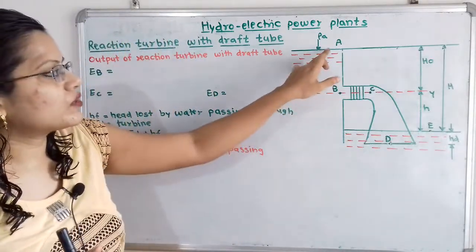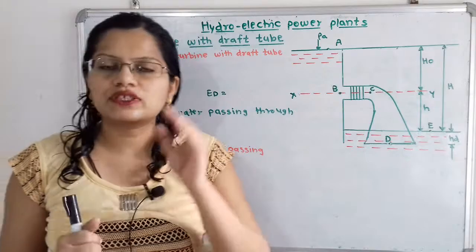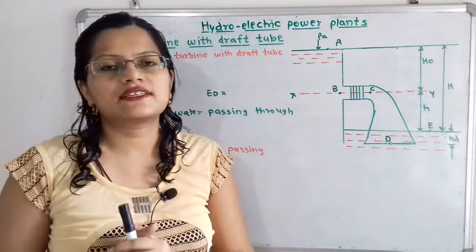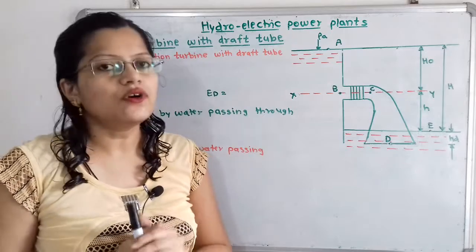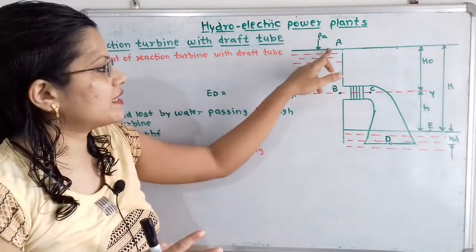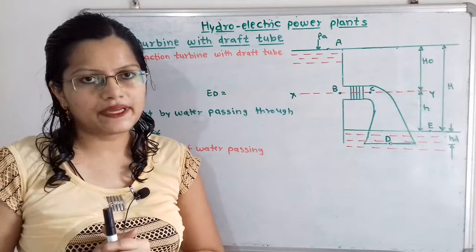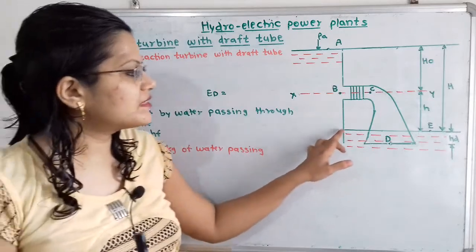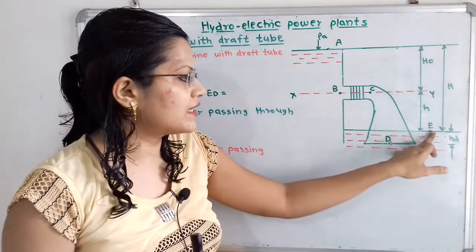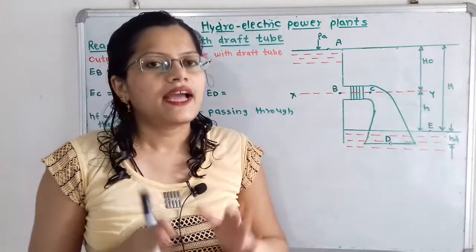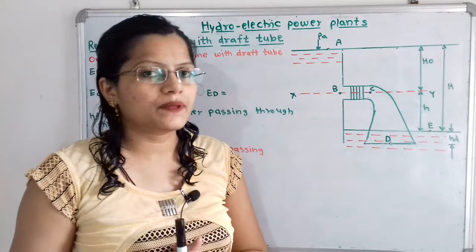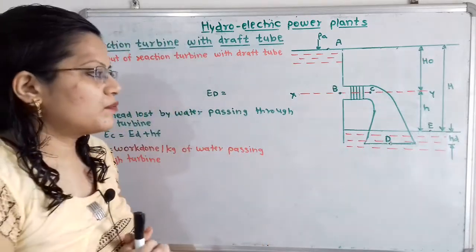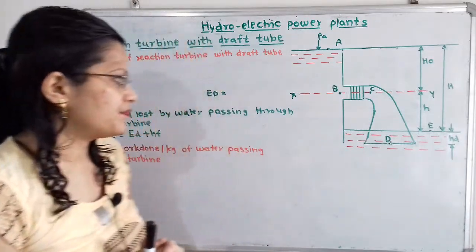How to find out the pressure at point A? This point A is on the tail race level, and above this tail race level there is the atmosphere. So we can say that the pressure at point A is the atmospheric pressure PA. In the same way we will select one particular point on the tail race level, that is the point E, and in the same way above this tail race level there is the atmosphere. So the pressure at point E is the atmospheric pressure PA.